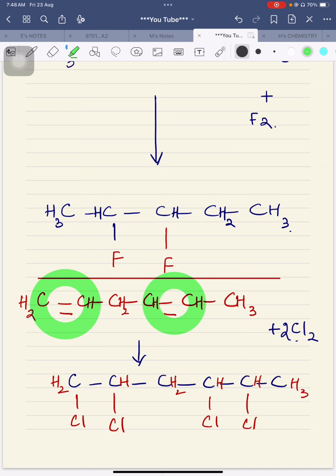That's why we were requiring 2Cl2. We can require 4Cl2 if, instead of two double covalent bonds, there will be four double covalent bonds. Okay, so one double covalent bond requires two Cl atoms. Two double covalent bonds will require four Cl atoms. Four Cl atoms mean two Cl2. Six Cl atoms mean three Cl2. So in this way, we can proceed with our concept related to this.